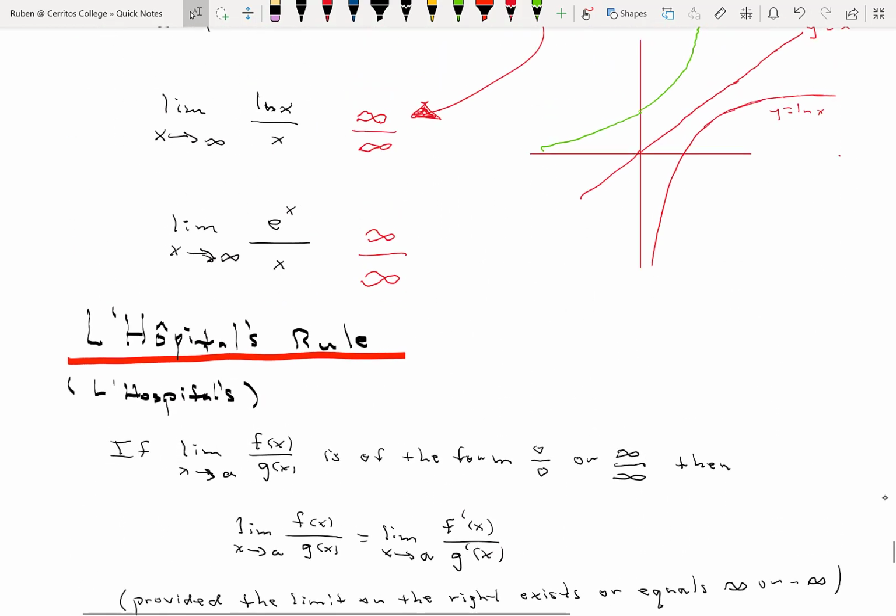The logarithm, here's the logarithm. As x approaches 0, look up at the graph. The logarithm shoots down. I'm writing a little green arrow to negative infinity.